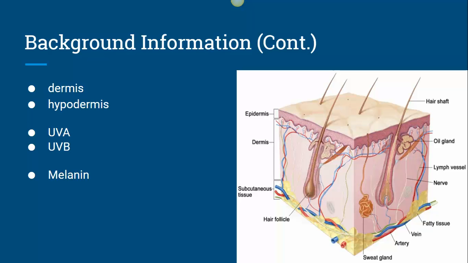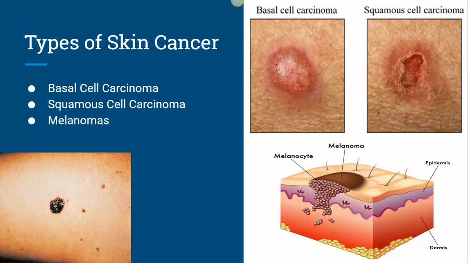There are 3 types of skin cancer. There is the basal cell carcinoma, the squamous cell carcinoma, and also melanomas, which we have discussed in one of our lectures. The basal cell carcinoma is the most common skin cancer and is caused by the sun's UVB rays. This cancer develops after the exposure of UV rays and results in mutation and uncontrolled growth of the basal cells.